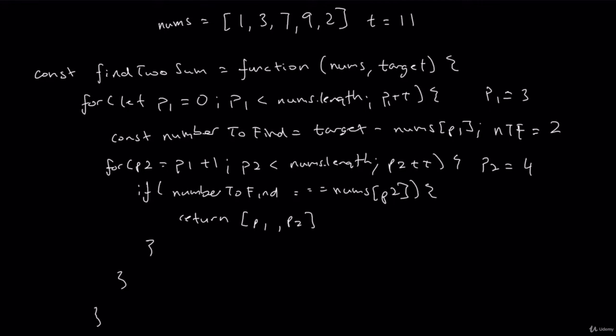So now when we do our check, is number to find, which is equal to 2, equal to nums at P2 of 4? It is. We're going to see that it's 2. 2 is equal to 2, so that means that we return our valid answer, which is an array containing P1 and P2. As we see, P1 is equal to 3, P2 is equal to 4. And as we know, this is indeed the correct answer for this test case.